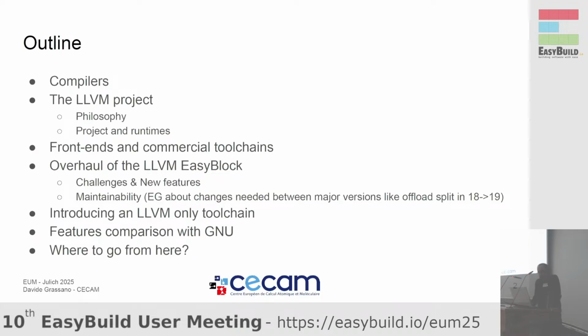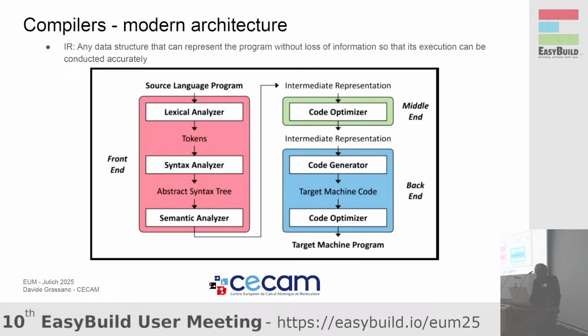A brief outline, but I would say let's go right into it with just a few small design concepts for modern compilers. In general, modern compilers rely a lot on intermediate representation, which is basically any data structure that can represent the original program, ideally without any loss of information. These are usually divided, either in a modular way or just logically, into three subunits, which are the front end, the middle end, and the back end.